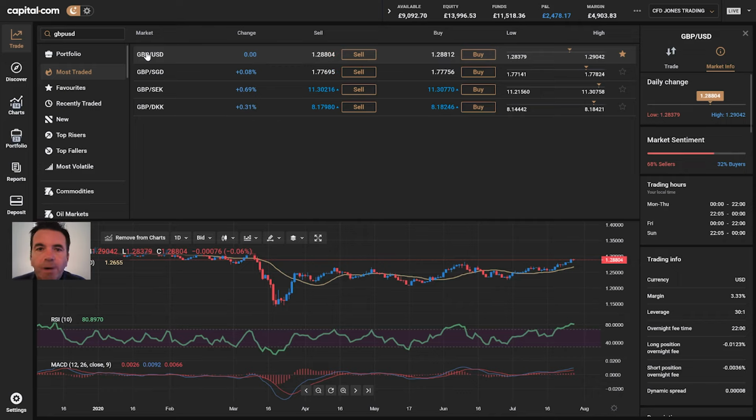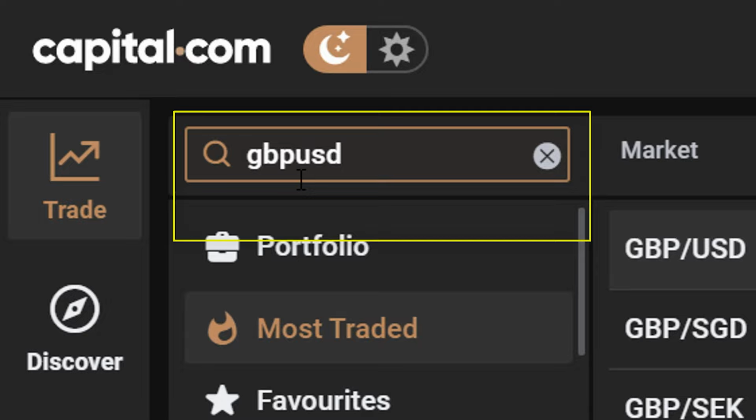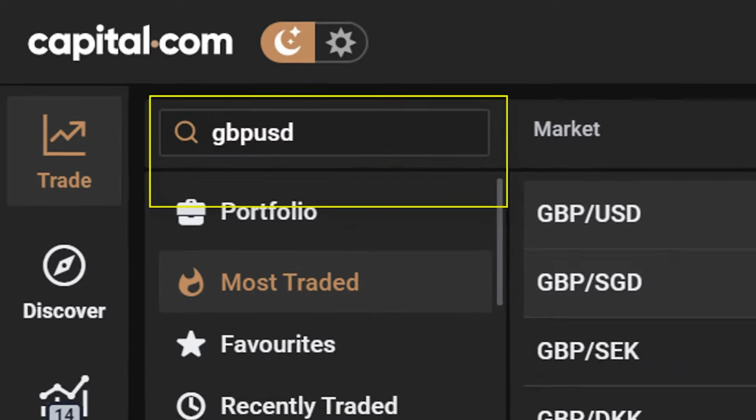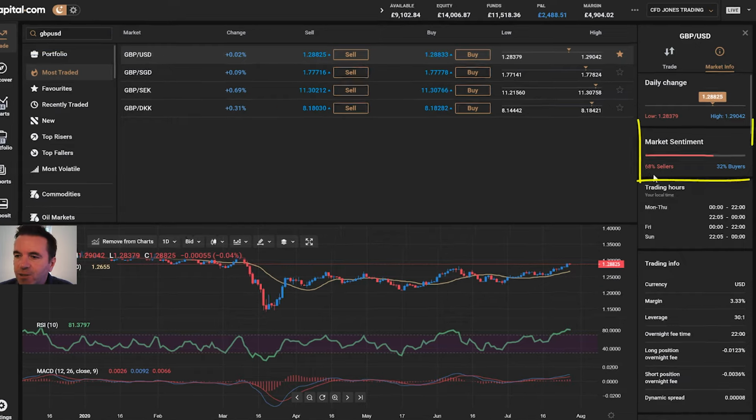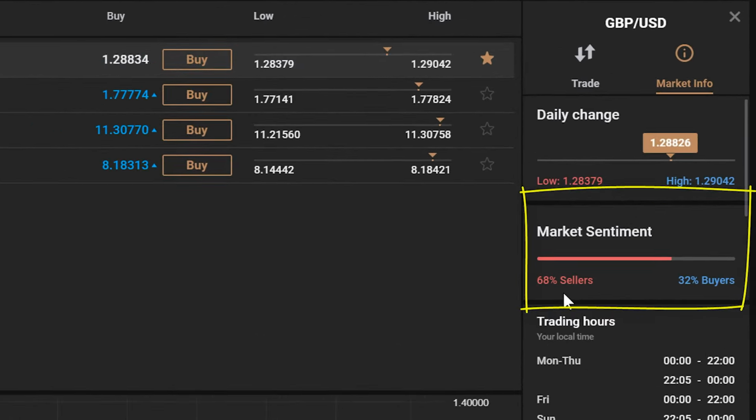So when you bring up a market in our platform, I've searched for pound US dollar, top left in the search button up here. So I've got my chart at the bottom, and then over here on the right-hand side, this is what we're talking about. And it's quite interesting, actually, at the moment.